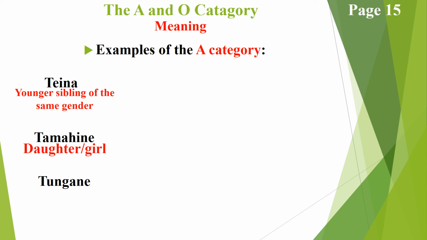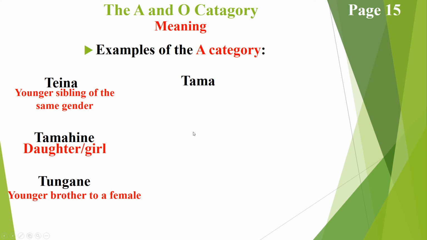Ka pai. Tungane. Now, tungane can actually be in the are or the or category, but because we're putting tungane here, which means a brother to a female, in the are category, this can only mean younger brother to a female. This cannot mean an older brother to a female because we've got him in the are category. Anybody of lower status is in the are category. So this is a younger brother to a female.